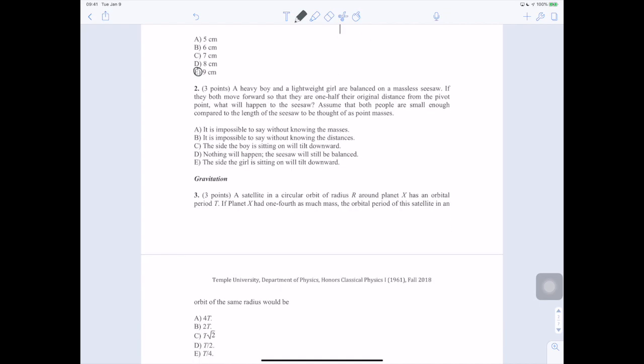Now, a heavy boy and a lightweight girl are balanced on a massless seesaw. If they both move forward so that they are 1/2 their original distance from the pivot point, the idea is that they both move forward so that they are 1/2 their original distance from the pivot point. What will happen to the seesaw? Assume that both people are small enough compared to the length of the seesaw to be thought of as point masses.